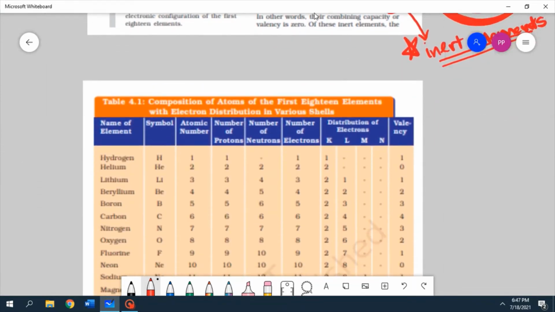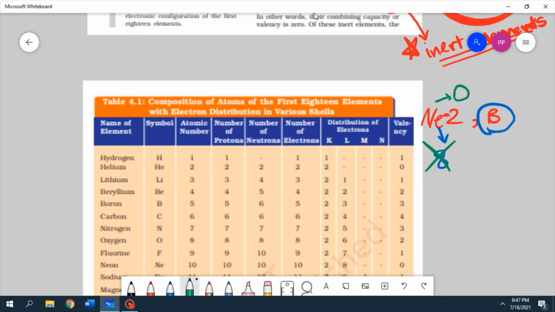In other words, their combining capacity or the valency is 0. So if you take neon, it has the electronic configuration of 2, 8, and the number of electrons in its outermost shell is 8. But that doesn't make the valency of neon 8. That makes the valency of neon 0 because it does not have a lot of chemical activity.